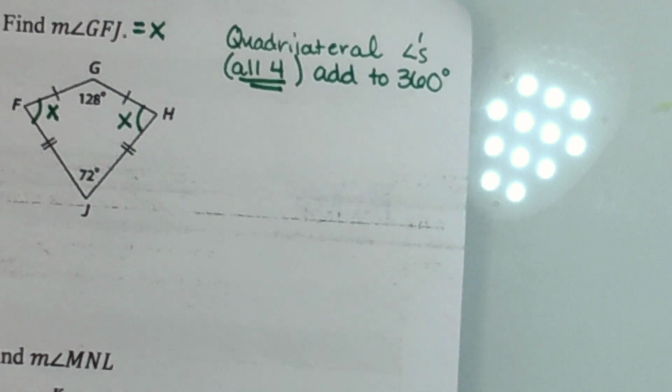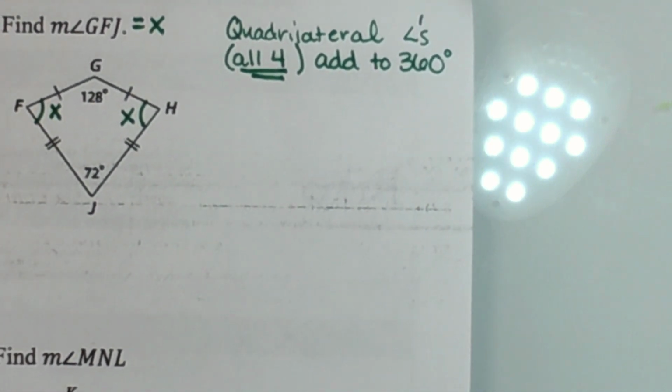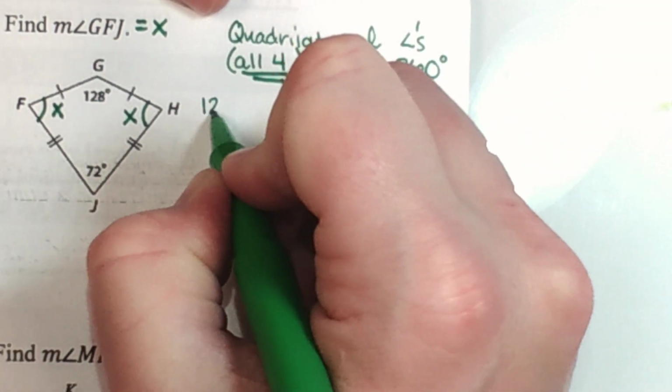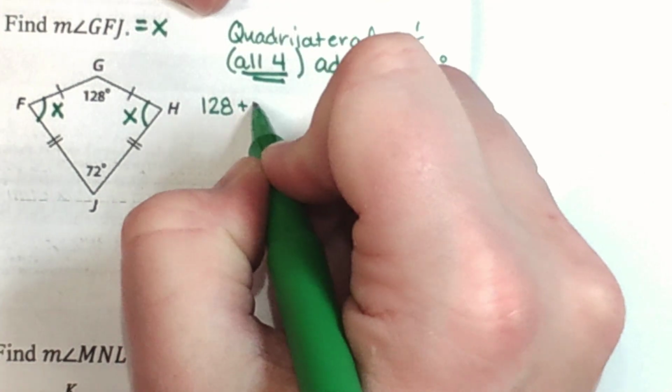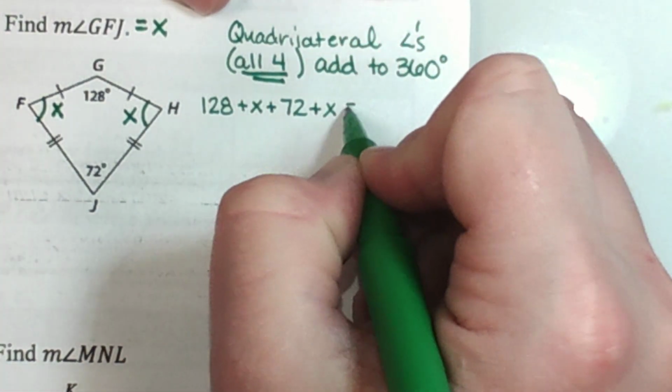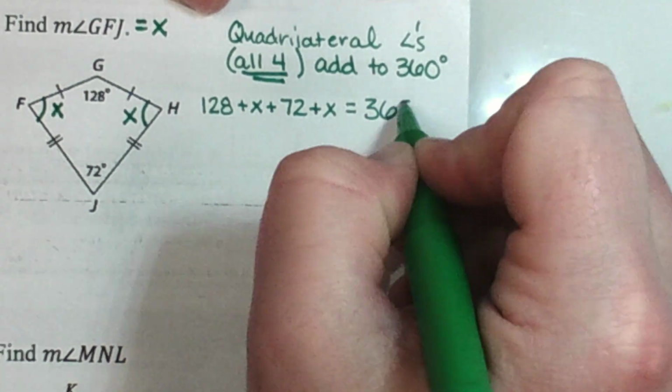This is what we're going to use, and we're going to use it a decent chunk with kites. If you have all 4 angles of a kite labeled, then all 4 of them will add up to 360 because of that 180 times n minus 2 piece. 128 plus x plus 72 plus x equals 360.